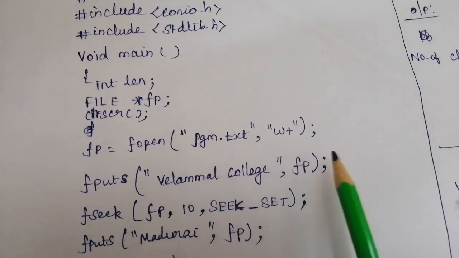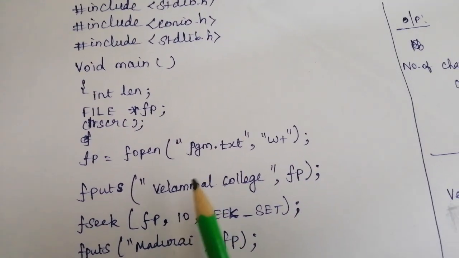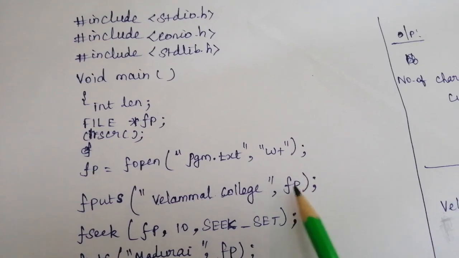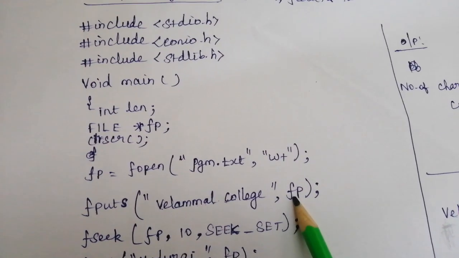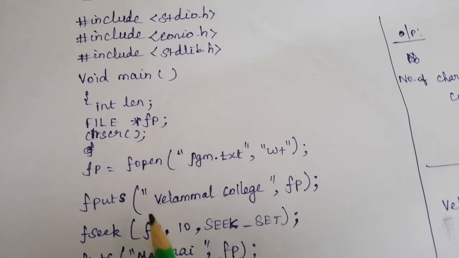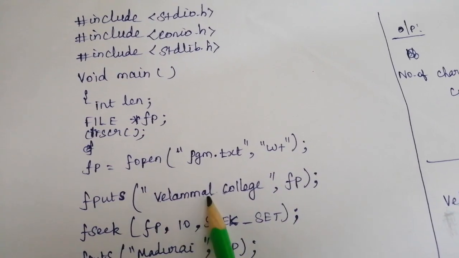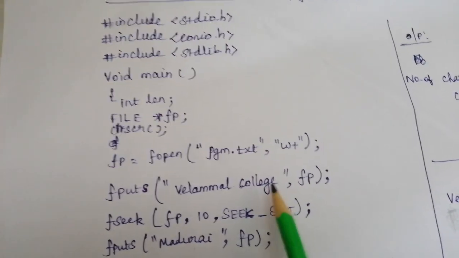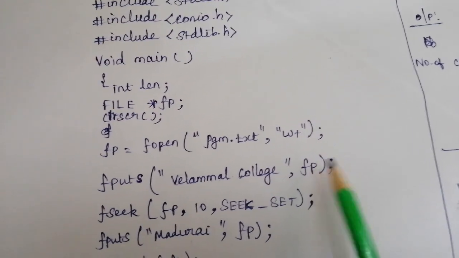It accepts two arguments. The first argument is the content that needs to be written in the file. The second argument is the file in which the content needs to be written, so this is the file handle. Here we gave the message like Velammal College. Those need to be enclosed within double quotes because it is a message, comma fp.